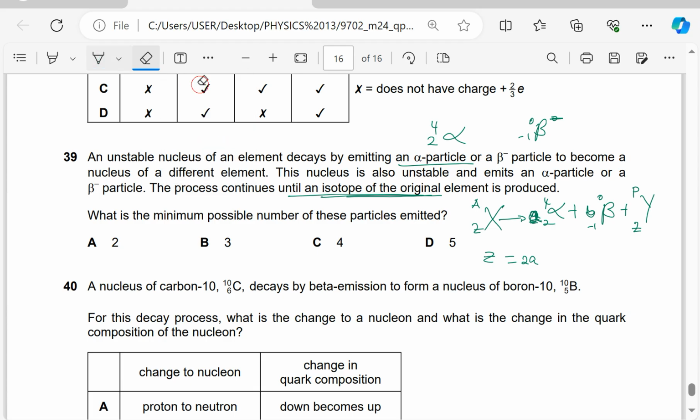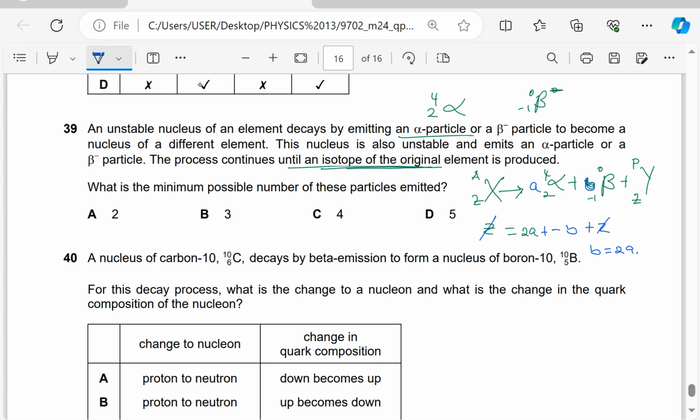I will change the color so that it is easy to understand. So we have A alpha particles and B beta particles. So it is 2 times A, plus negative B, then plus Z. Of course, Z cancels on both sides, which means B should be equal to twice A. What does that mean? For every one alpha particle, there are 2 beta particles.